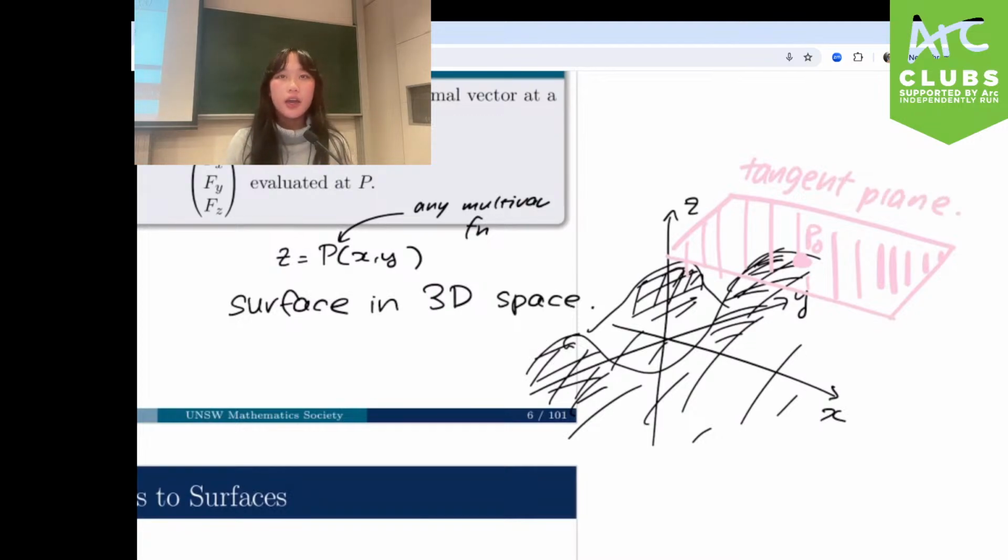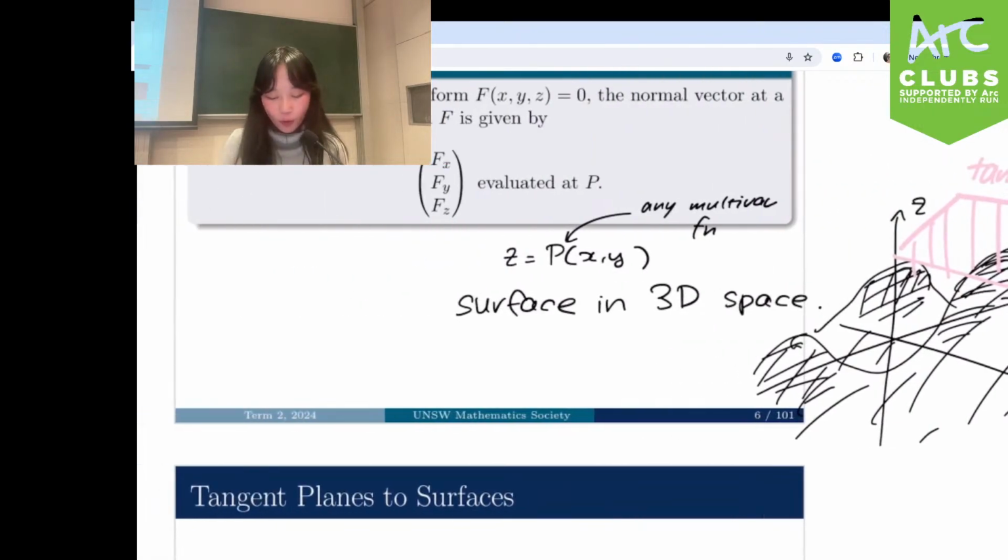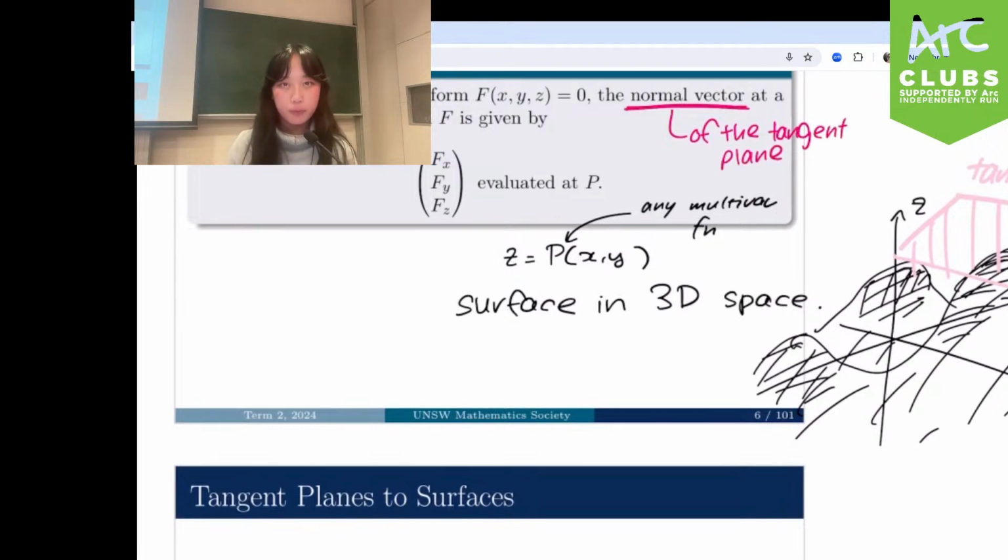Okay? And one thing that you might be wondering is why would normals be relevant here, and what is a normal vector to a point? A normal vector to a point is the normal vector of the tangent plane at that point, which is x0, y0, z0 in our case.